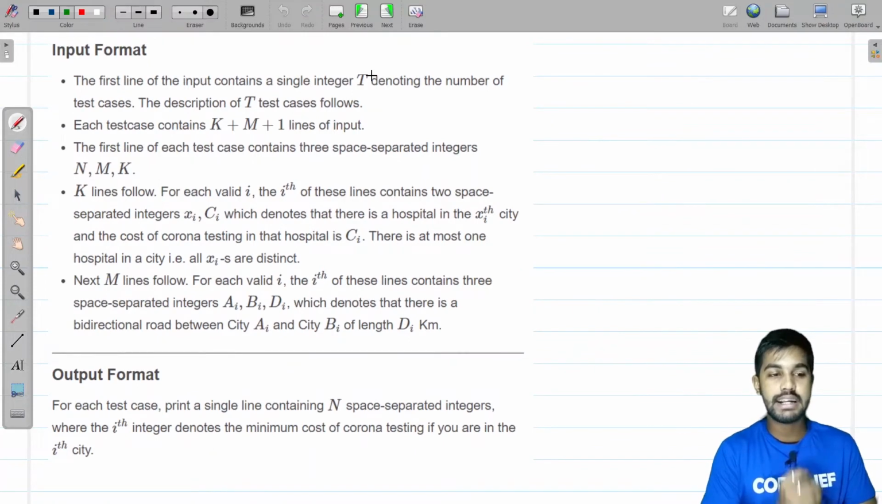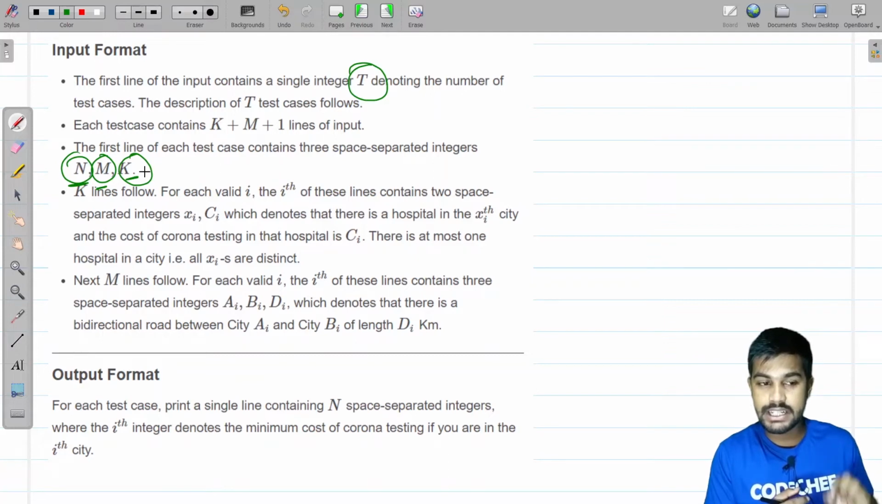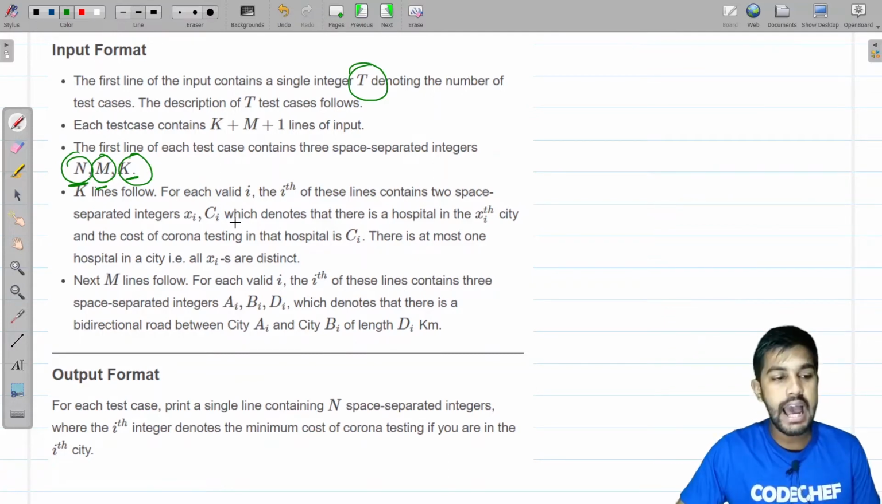Now, let us understand the input and output format. We are given t test cases, and in each test case, we are given at first n, m, and then k. What is n? n is the number of cities, m is the number of roads, and k tells you in which cities there is a corona testing center and the cost of it. At first, we would be given k itself.